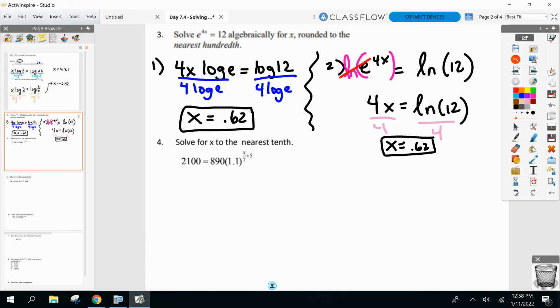A little more sophisticated now, number 4. What do you think first? Me? No, anybody. Not ready to bring the exponent down right now. Every other one I could bring it down right away for a reason, because it was by itself. Get the 890 out of there. Divide by 890, everybody.